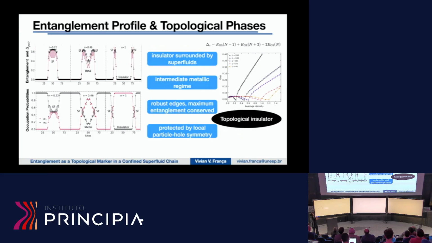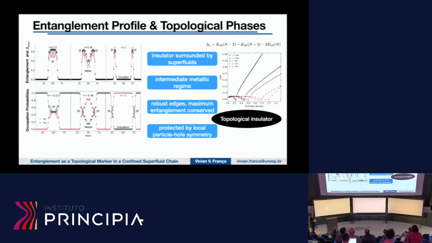So the same degree of entanglement is quite robust against the density, against the confinement strength. The intensity of entanglement is still there robustly. So that's something peculiar in a sense. Also, this particular structure with an insulator surrounded by robust edge states, and finally this metallic intermediate regime. These are our signatures.